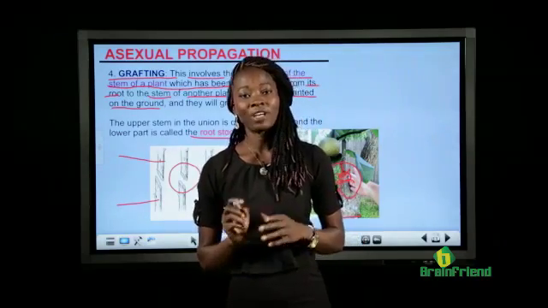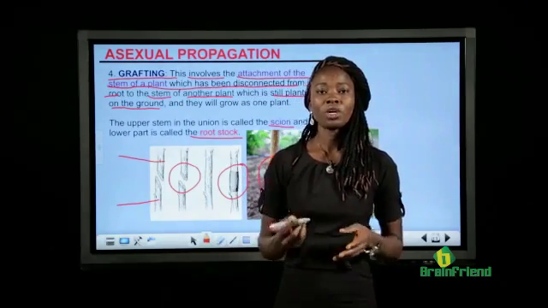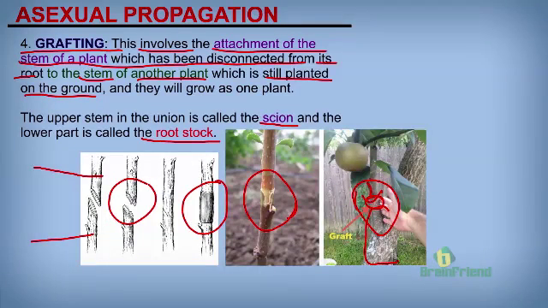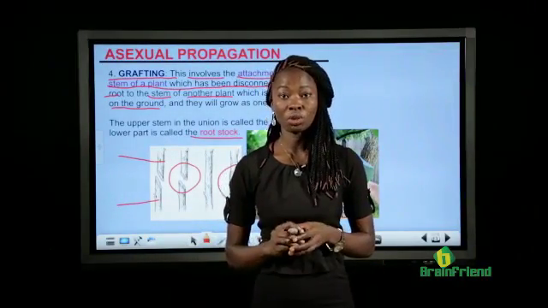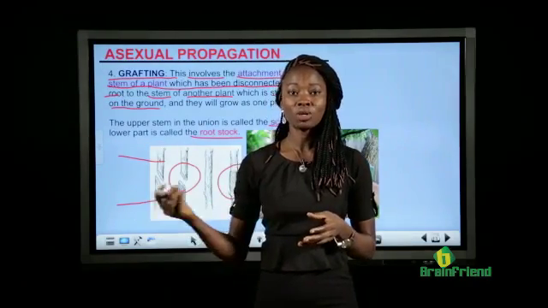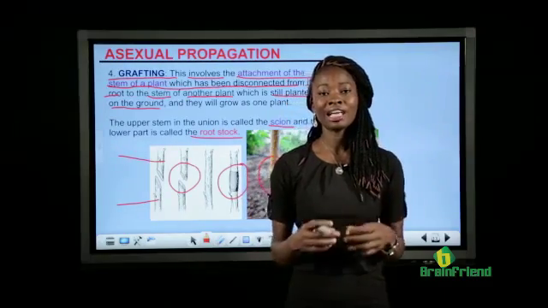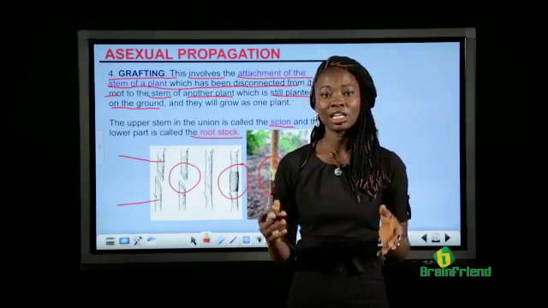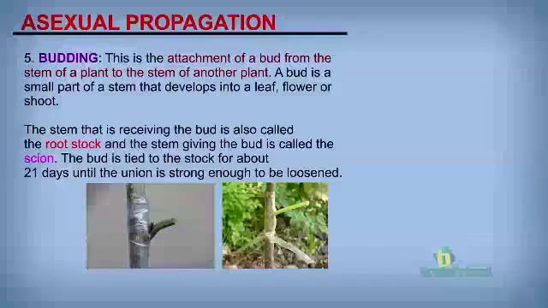Grafting, as a type of asexual propagation, is used to grow crops which have special qualities but may not be able to withstand weather conditions or soil conditions. So such crops are disconnected from their roots and attached to another crop which has the ability to withstand weather conditions or soil conditions. The next type of asexual propagation is budding.